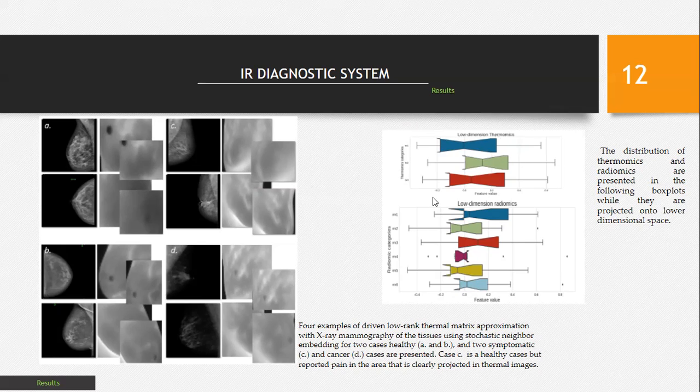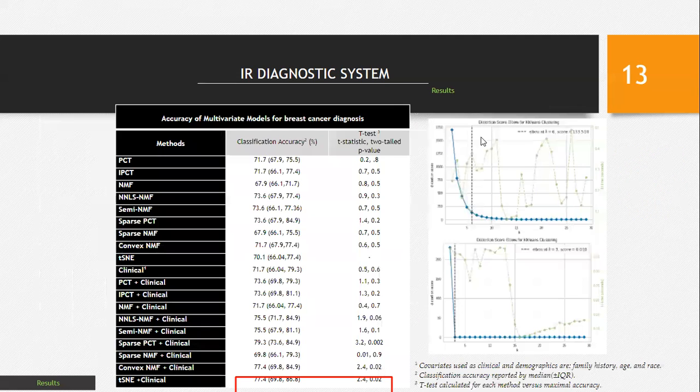To get the 6 and the 3 features of interest, we use the elbow method, which we can see over here. At the top is the 6 that were determined for the radiomic, and down below are the 3 determined for the thermomic using the k-means clustering.